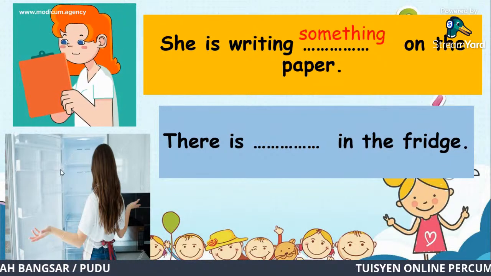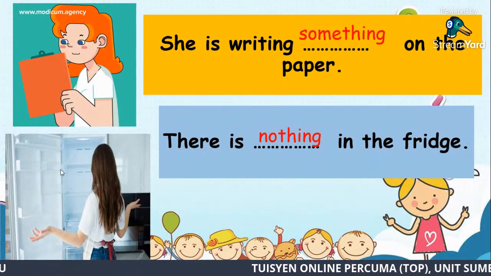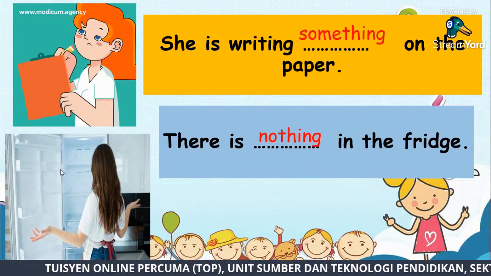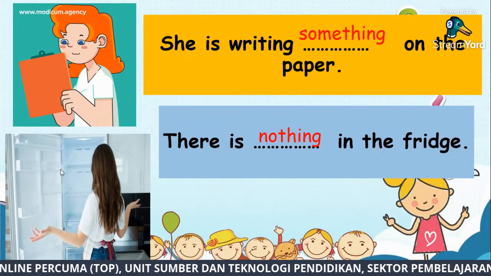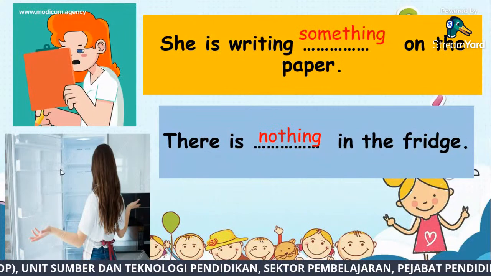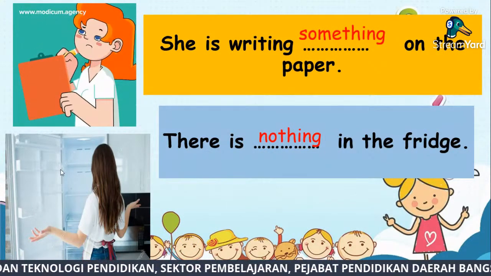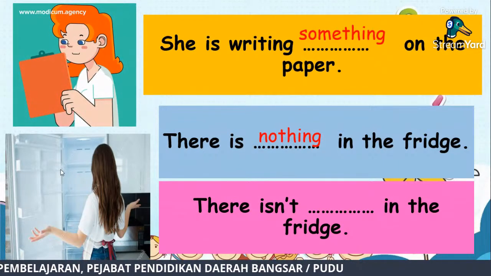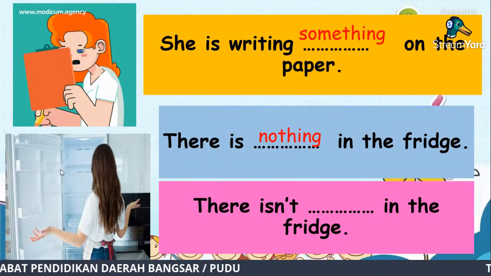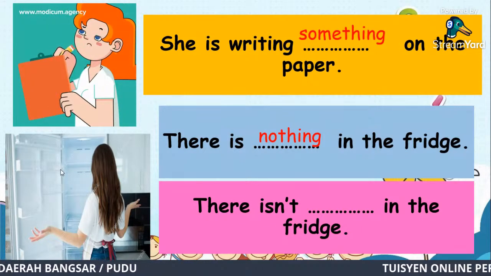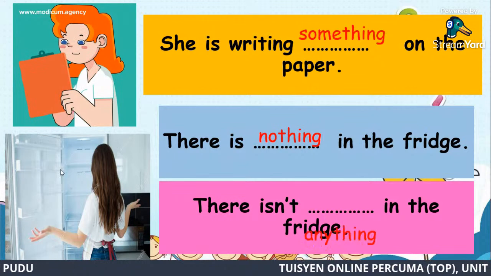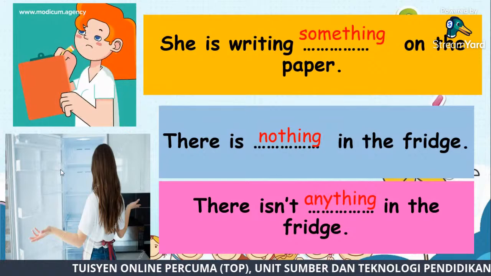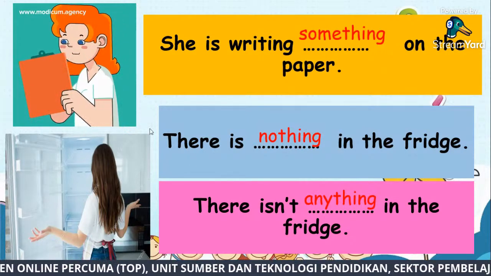So if you can't see anything, there is nothing in the fridge, because we are referring to things there. So there is no thing, so we will say there is nothing in the fridge. Or you can also say it in a negative form sentence: there isn't, or there is not anything in the fridge. Both can be accepted, but it depends on the sentence.